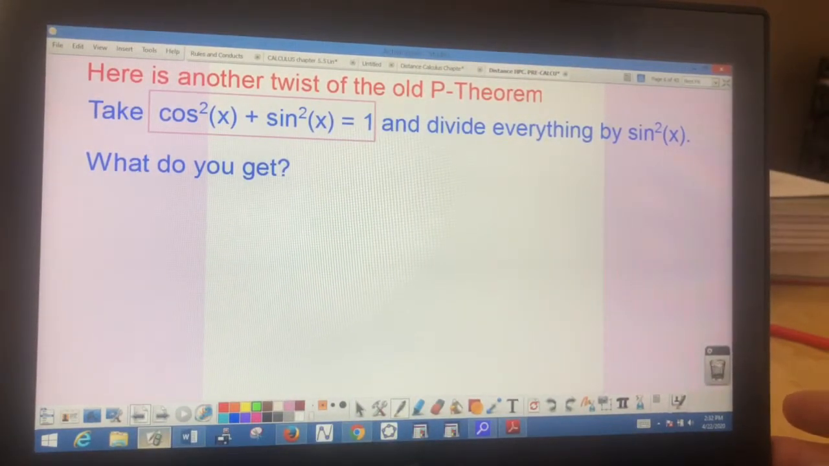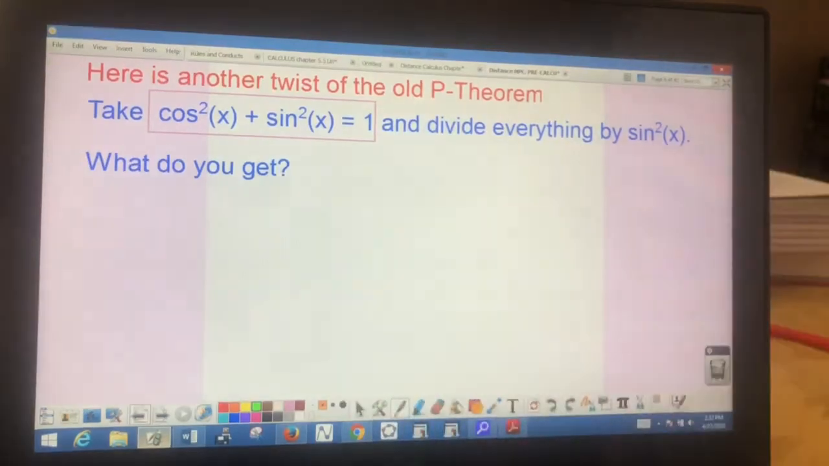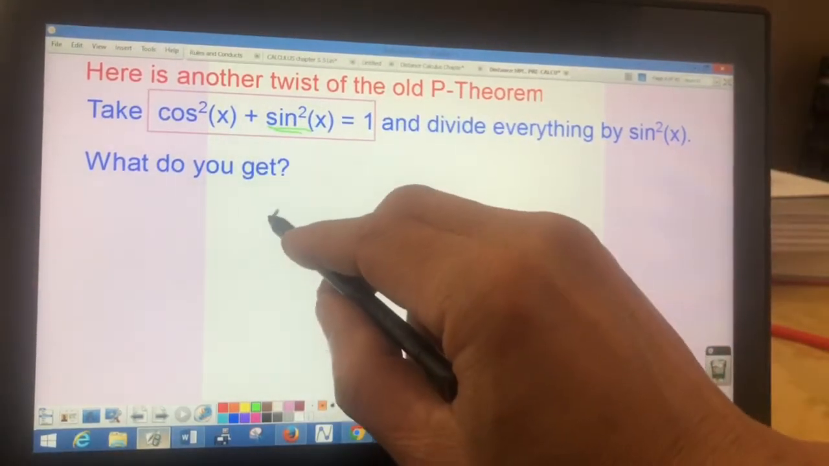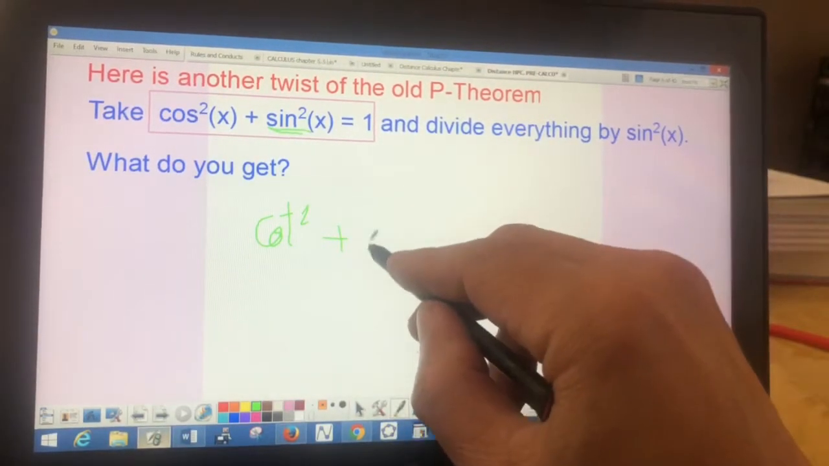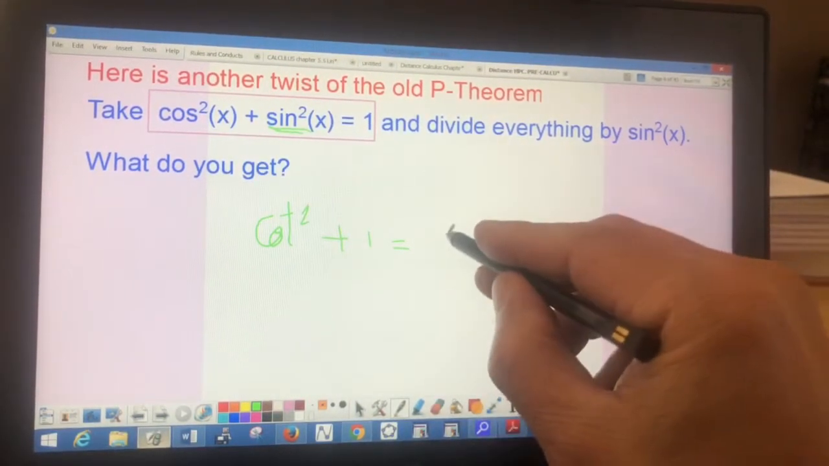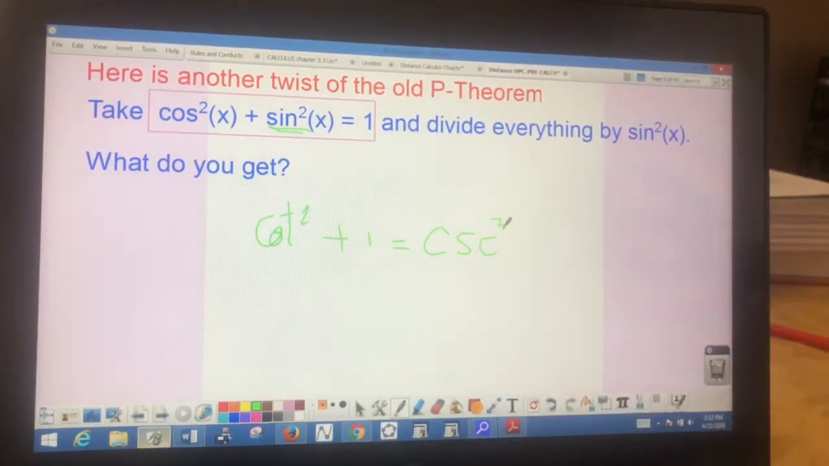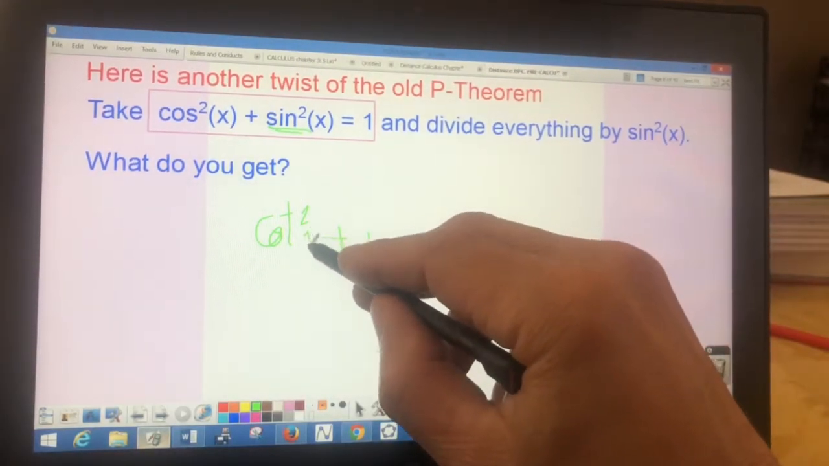Okay. Last time we looked at this Pythagorean theorem by dividing each term in that list by sine square. So if you divide by sine square, you'll get cotangent square plus 1 equals cosecant square. So that's when you divide by sine square. I didn't put the angle here, so it should be angle x.